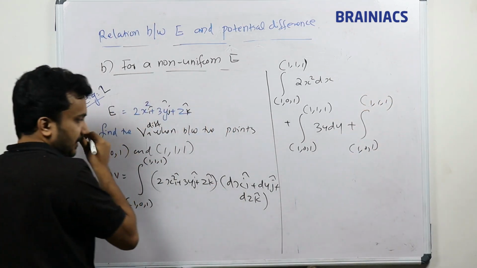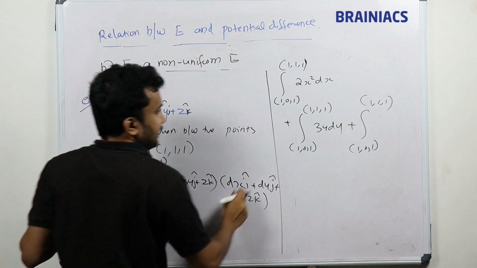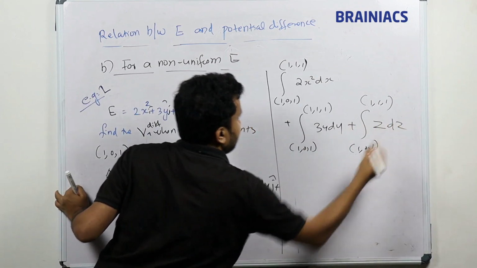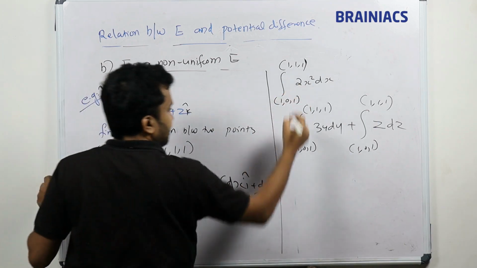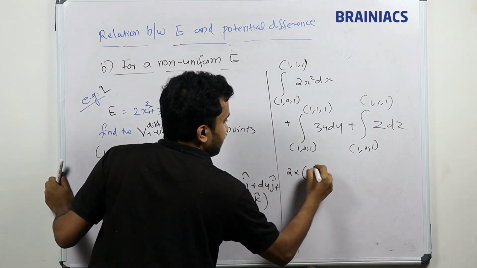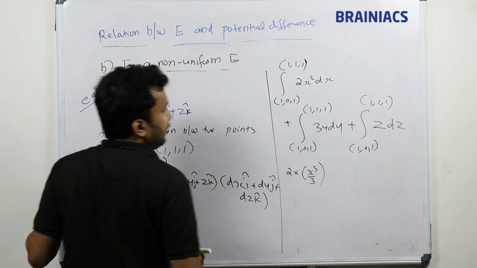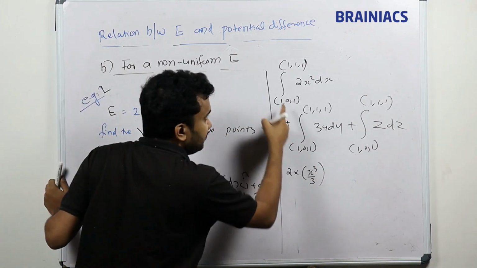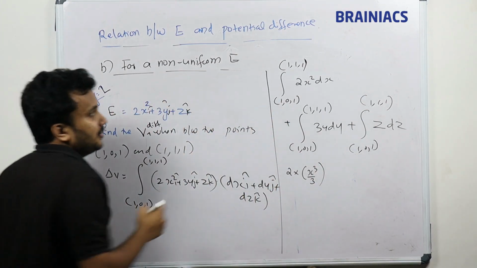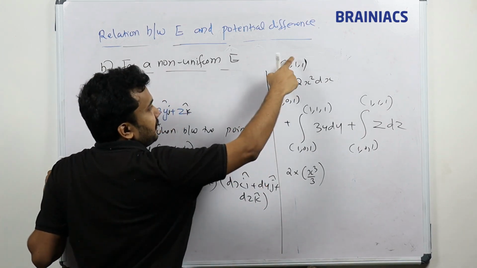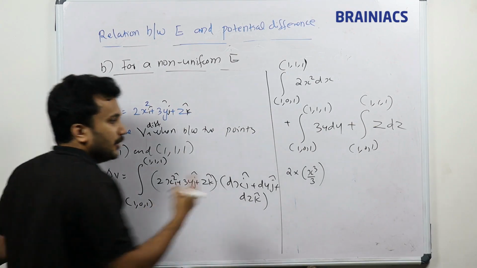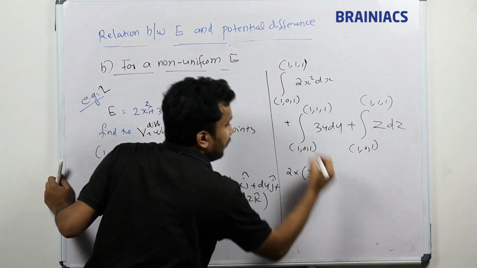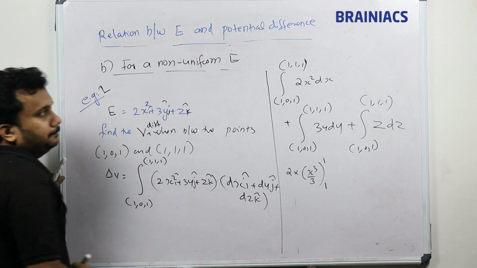Plus, from 1, 0, 1 to 1, 1, 1, the last term is z into dz. We have to integrate the first term with respect to x. So 2 into x cube divided by 3. The limits of integration are 1, 0, 1, but the first term is only with respect to x, and all others are with respect to y and z. So x only I am keeping. X is from 1 to 1.